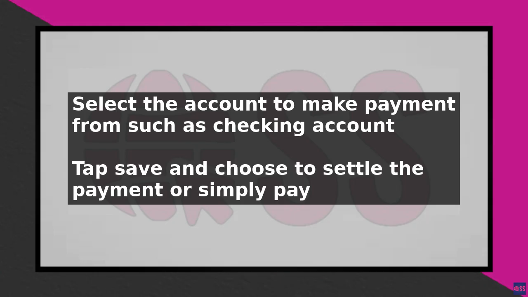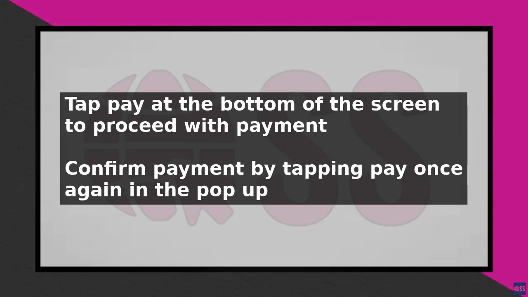You can then choose to settle the payment or simply tap Pay at the bottom of the screen. A pop-up will appear asking you to confirm your payment. So tap Pay once again to complete the process. This is how you can pay your U.S. Bank credit card bill using the mobile app.